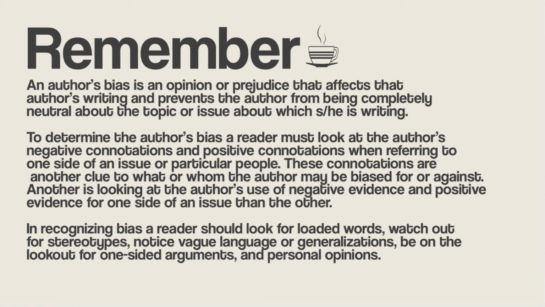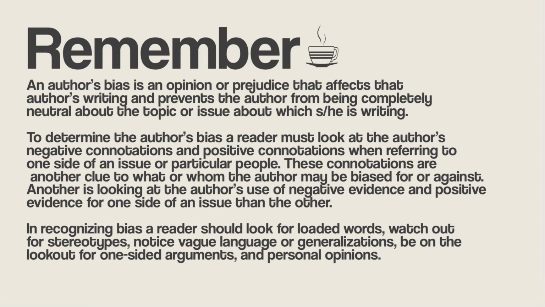Remember, an author's bias is an opinion or prejudice that affects that author's writing and prevents the author from being completely neutral about the topic or issue about which he or she is writing. To determine the author's bias, a reader must look at the author's negative connotations and positive connotations when referring to one side of an issue or particular people. These connotations are another clue to what or whom the author may be biased for or against.